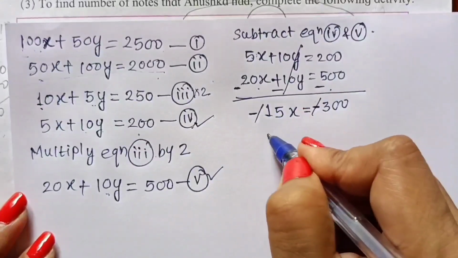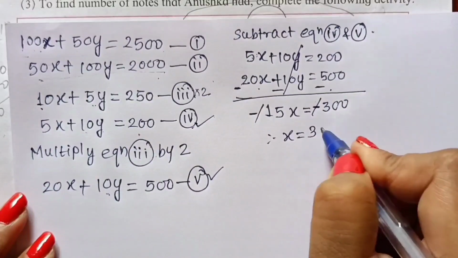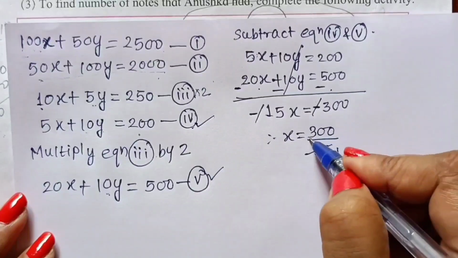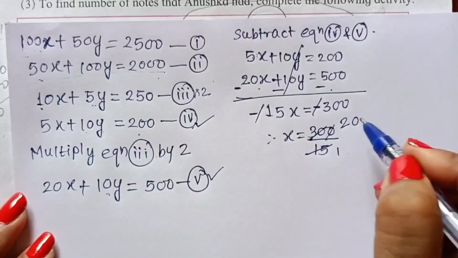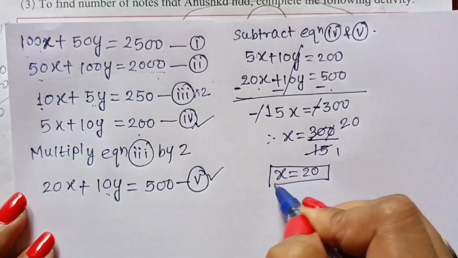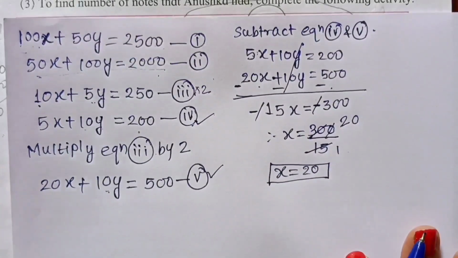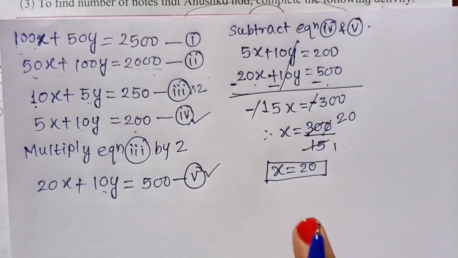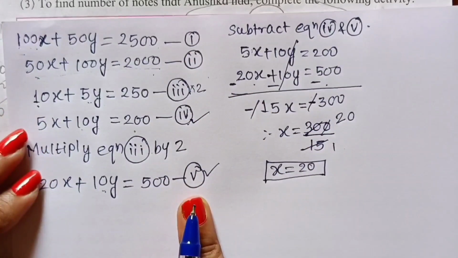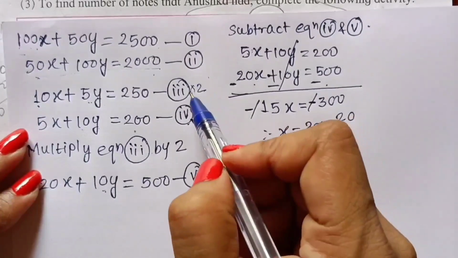Cancel this. Therefore x is equal to 300 upon 15. 15 ones are 15, 15 twos are 30, 15 zeros are 0. So x is equal to 20 we have got. Now after getting the x value, what should be done for getting the y value? We can substitute this x is equal to 20 in any one of these equations. So I will be substituting in equation number 3.